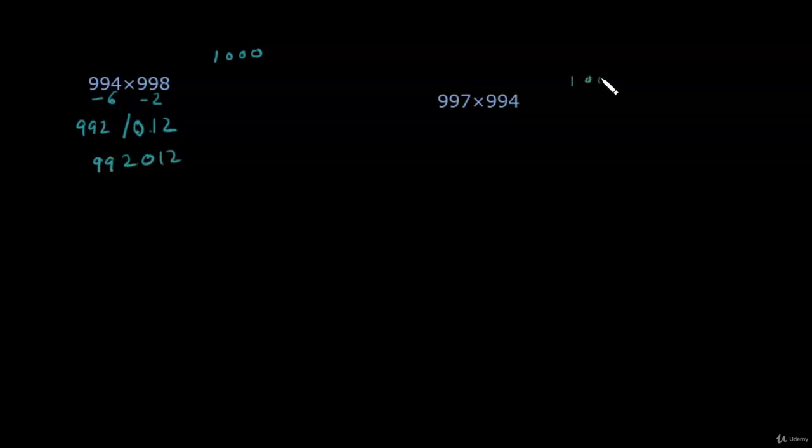Again the base is 1000. This is 3 less than 1000 and this is 6 less than 1000. Now we can write the first part of the number by subtracting 3 from 994 or by subtracting 6 from 997. Both ways we are getting 991. For the second part of the number, which has to be a 3-digit number because there are 3 zeros, we multiply these two. The product of -3 and -6 is 18. So 018. This is the answer.